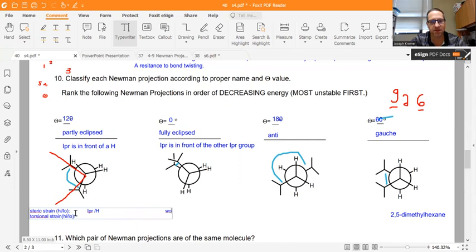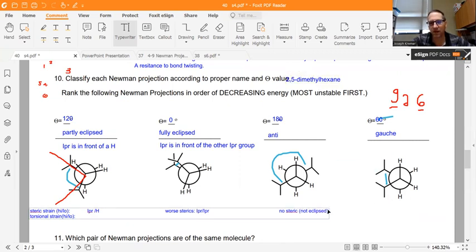This is the worst sterics of all. Two bulky isopropyl groups battling it out. No sterics here at all. No sterics there because it's non-eclipsed. No sterics at all. Nice and stable. Relaxing, nice and stable. And finally, there's some sterics. The two isopropyl groups are 60 degrees apart, so they feel each other. You know, they can sense something's out there, but not too bad.